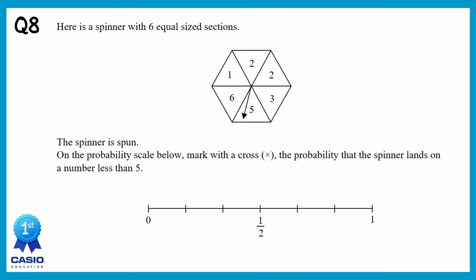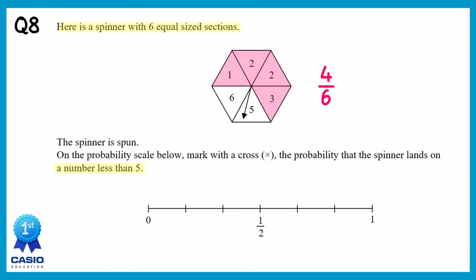In this question, we have a spinner that has 6 equal-sized sections. We're going to spin the spinner, and we need to find the probability that the number is less than 5. Looking at the spinner, we can see that 4 of the numbers are less than 5. So the probability will be 4 out of the total number of numbers, which is 6.